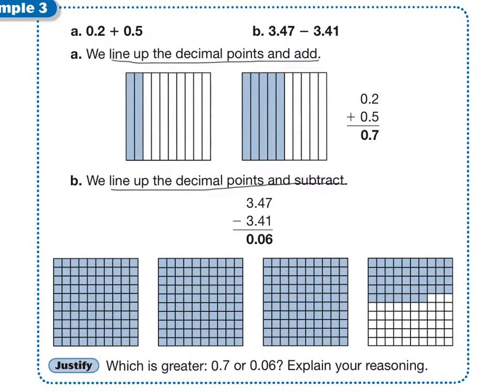So same idea, we still want to be lining up those decimal points. If we line up our decimal points, our place values will line up. So in letter A, once we've lined up our decimal points, we're doing 2 plus 5 is 7, drop our decimal, and drop our zeros. For letter B, same idea. Line up our decimal points, now everything's ready to go. 7 take away 1 is 6, 4 take away 4 is 0, 3 take away 3 is 0.